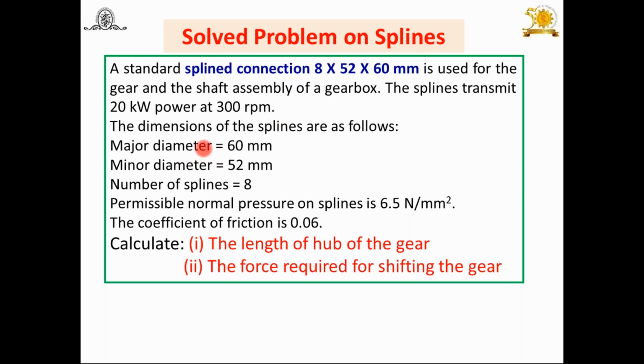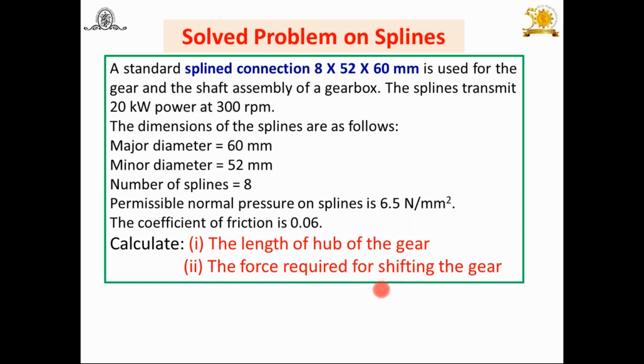Then here major diameter capital D is given, minor diameter small d is given, small n is also given, 8. What you have to find out is the length of the hub of the gear, that means small l. Then the permissible pressure PM is also given, 6.5 Newton per mm square. The coefficient of friction is given. Why this coefficient of friction? To find the force required to shift the gear. We have to find out the force. That's why it is given in the statement.